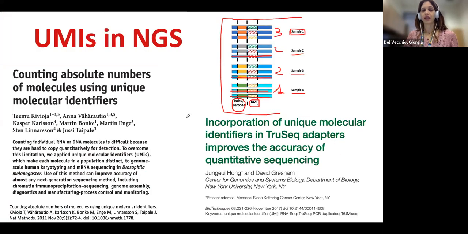And the UMI becomes extremely important in low input RNA samples, because low input means that in order to obtain enough final library, you are going to perform a lot of PCR during your library prep. So having the UMI is a big help for discriminating which molecule is a true biological signal and which is just a PCR duplicate.